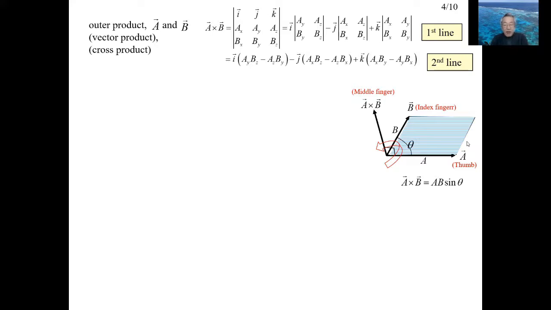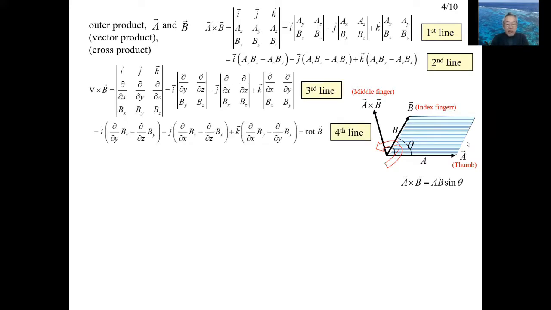This definition also looks different from the definition on the first and second lines in the slide. However, both definitions are the same. The proofs are omitted here again. Please check it by yourself. If the same definition of the outer product on the first line is applied to nabla cross vector B, the formulas on the third and fourth lines are obtained. Nabla cross B is called rotation B or curl B.